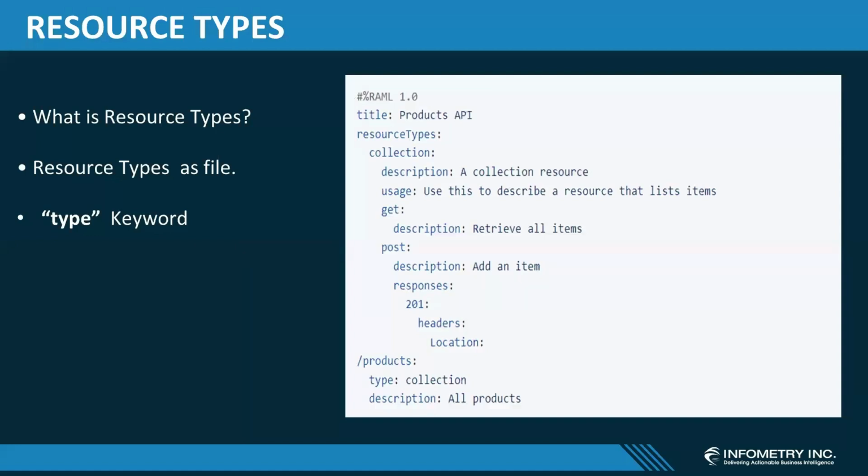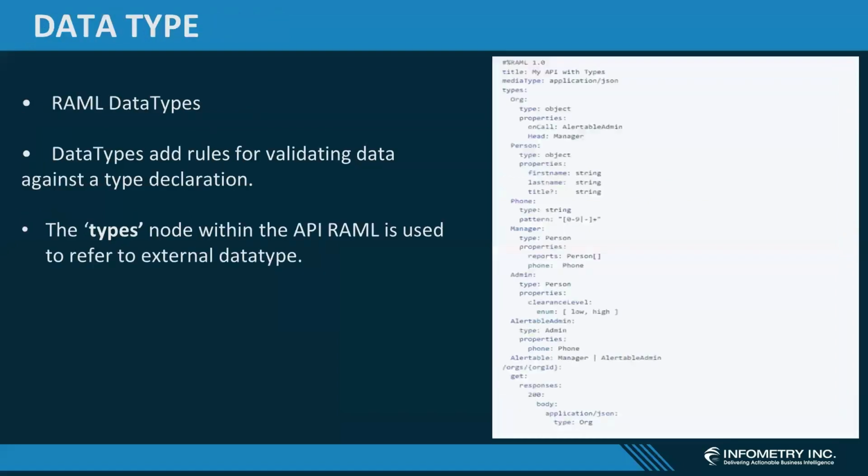That is how the resource type will be. It will be under the resource, whereas traits will be under the method. See this example in products, I'm using type colon, the collection name that we have defined for the resource type. That's it. So let's move to the next, the data type.